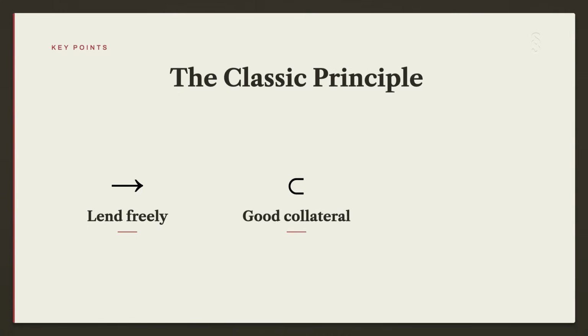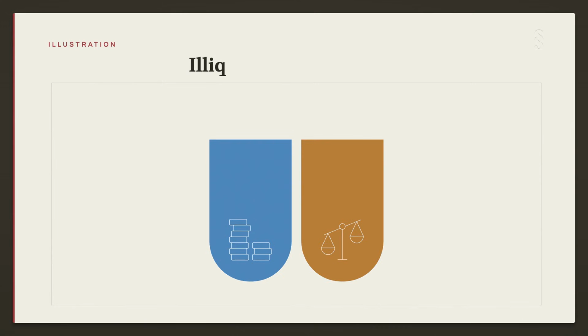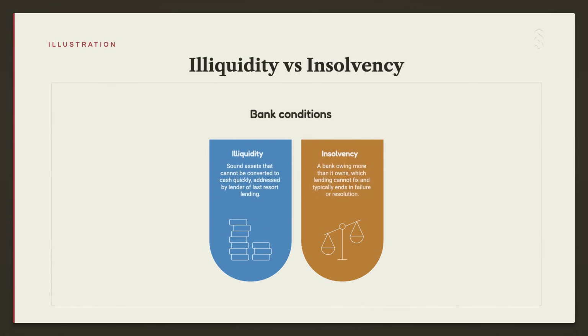Lending freely stops the panic, since a run only works if the money might actually run out. Good collateral protects public funds, and a penalty rate keeps banks from treating rescue as ordinary funding. The key distinction is between illiquidity and insolvency. Lender of last resort support is meant for institutions that are solvent but temporarily unable to convert assets into cash. An institution that truly owes more than it owns is a different problem entirely, one that lending cannot solve.